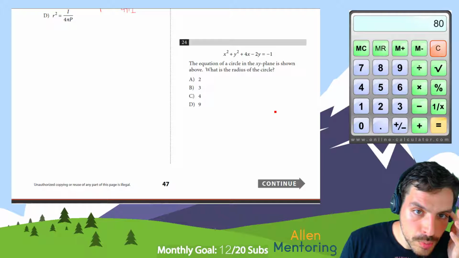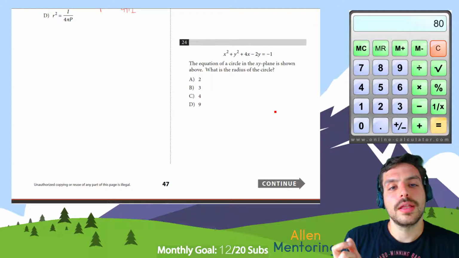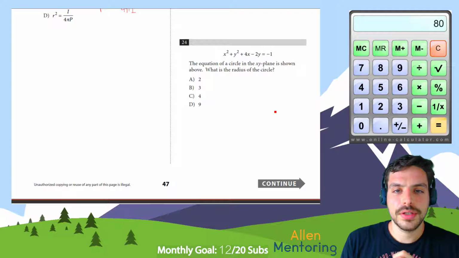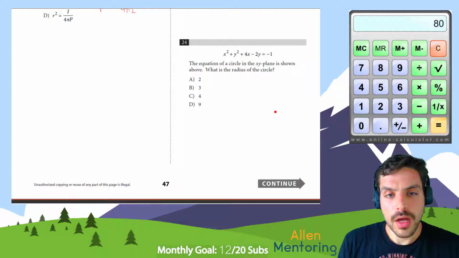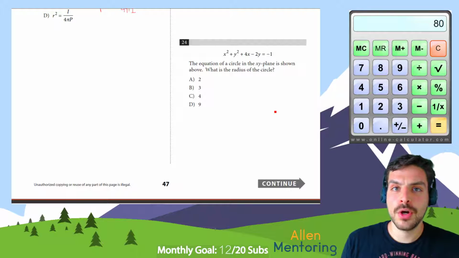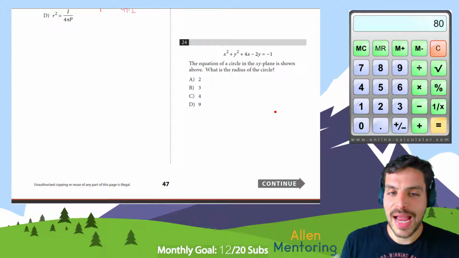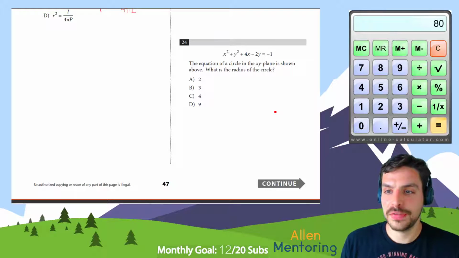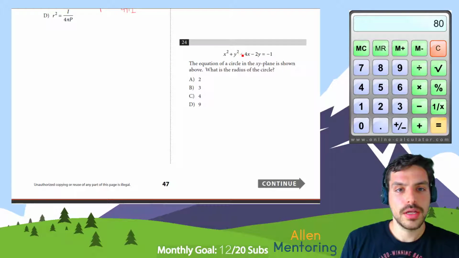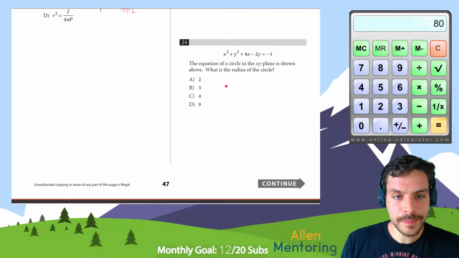All right, number 24. The equation of a circle in the xy plane is shown above. What is the radius of the circle? And this is pretty much something we come back to almost every single test. So I highly recommend memorizing and knowing well the equation of a circle. Okay? So what is the equation of a circle?